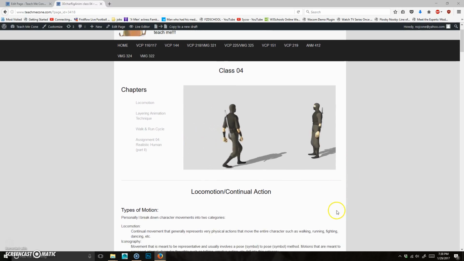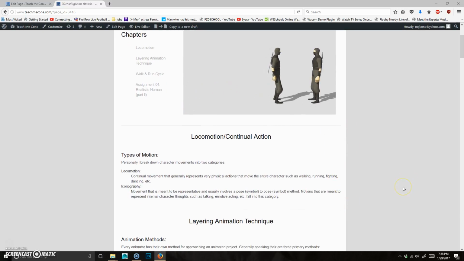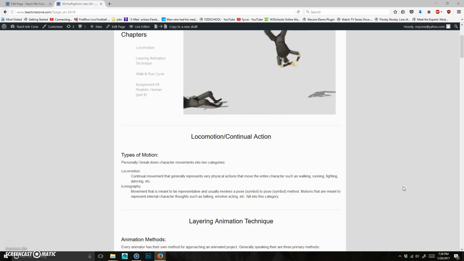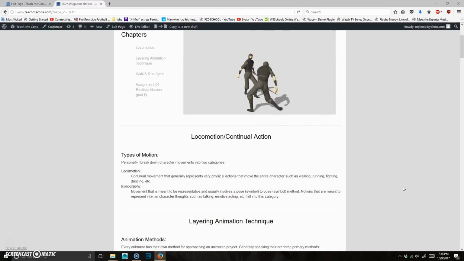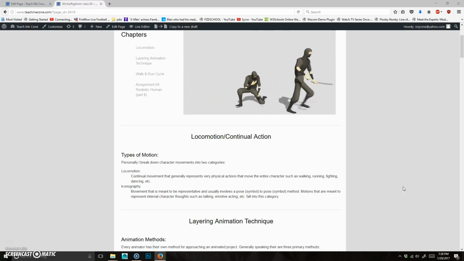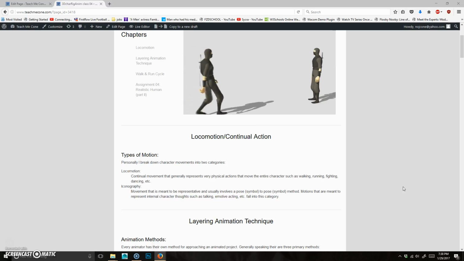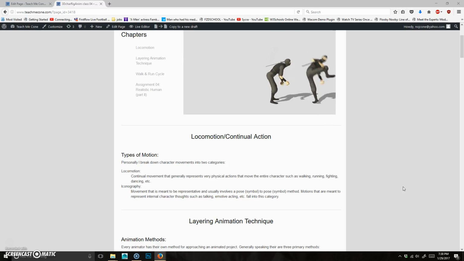First off, I generally, and I think some other animators do this as well, break down character movements into two main categories. One I call locomotion, and the other iconography. Locomotion is just a continual action, continual movement, that generally represents physical things like running, fighting, walking, just a continual motion where there are no real holds. It's just a consistent, constant movement. So I call that locomotion.